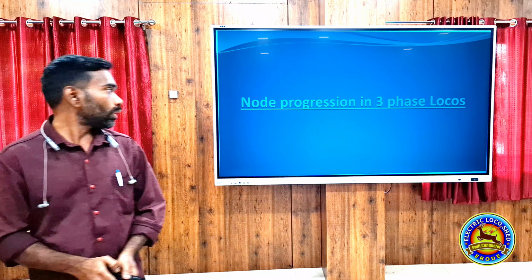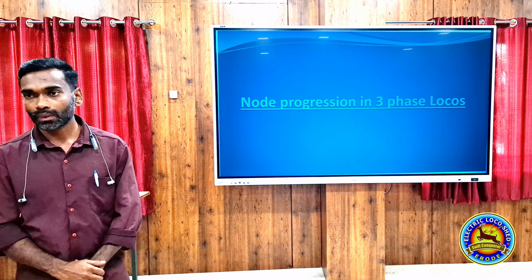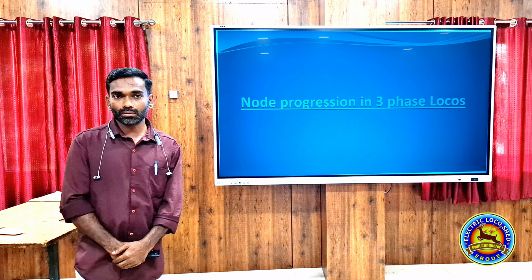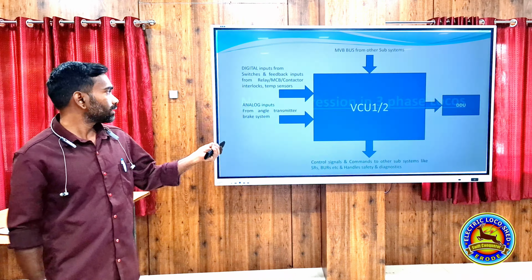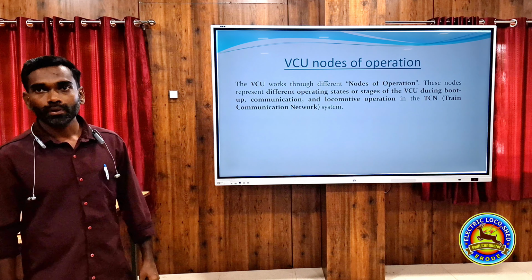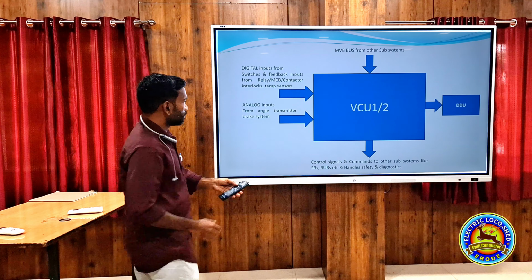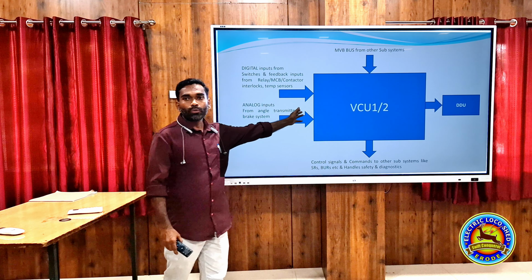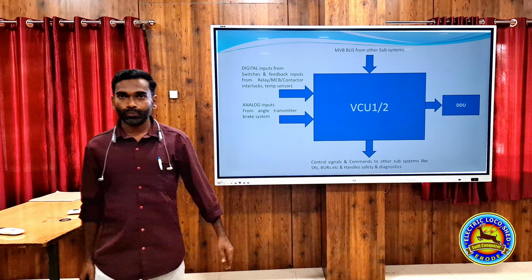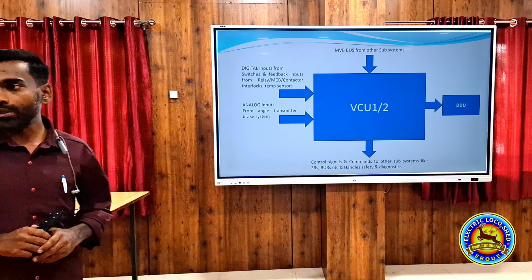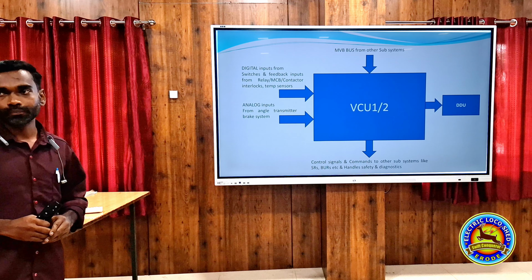Today we'll discuss node progression in three-phase locos. So what is a node? Before that, we can see the block diagram. In the locomotive we have two VCUs, VCU1 and VCU2. The VCU controls all the operations of the locomotive.